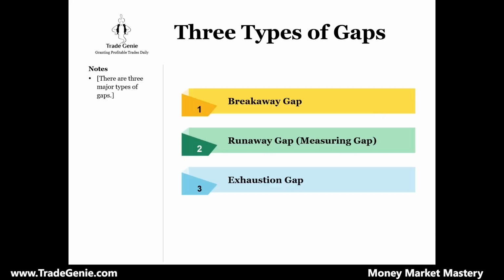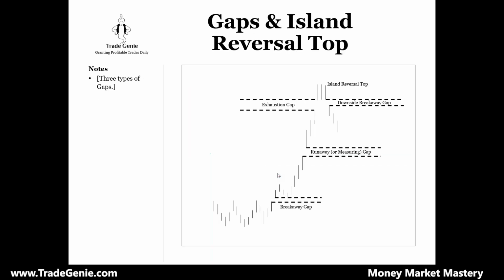Now there are three kinds of gap. I will explain quickly. Whenever we are looking at a gap, we need to remind ourselves what kind of gap it is. There are three kinds of gap: a breakaway gap, a runaway gap, and something called an exhaustion gap. Traders don't pay attention to these gaps, and then they get caught.